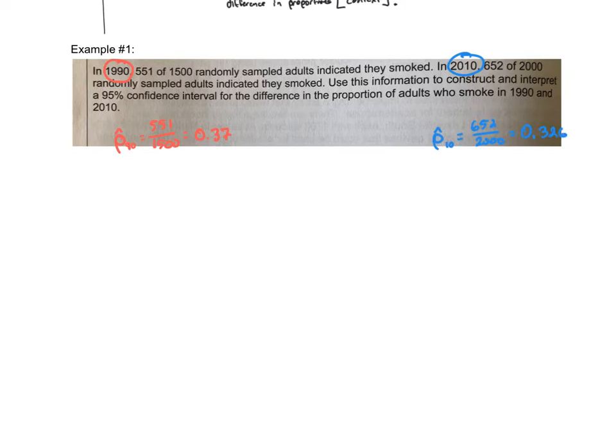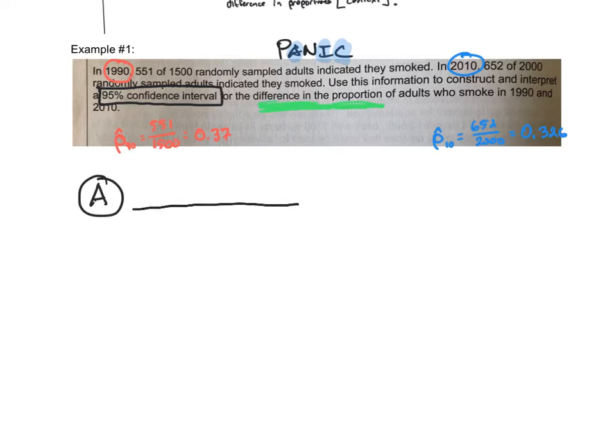Now here's another key word that we like to look for: proportion, and difference in the proportion. Difference means that we now have to combine the two by subtracting. So we're going to get right into our assumptions, because we are doing a 95% confidence interval. And what are the three parts that you need to explicitly show? The A, the I, the C.